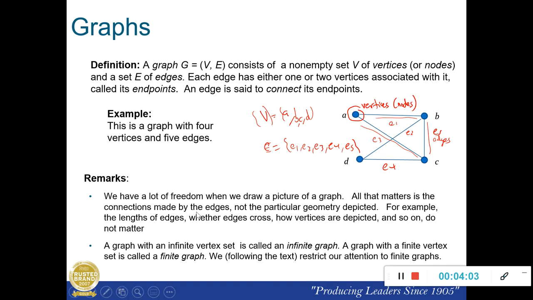Just a remark: we have a lot of freedom when we draw a picture of a graph. All that matters is the connection made by the edges, not the particular geometry depicted. For example, the length of edges, where the edges cross, how vertices are depicted, and so on, do not matter.